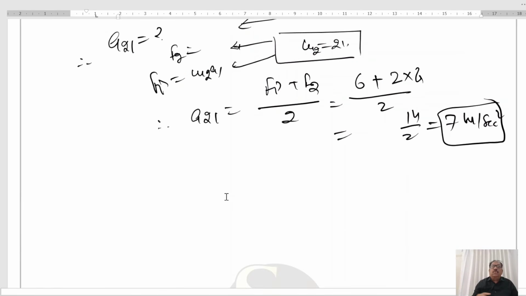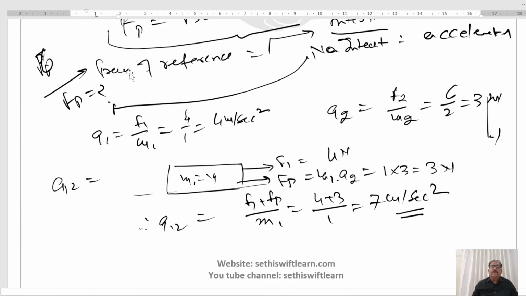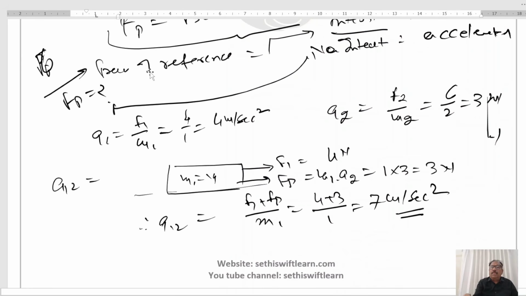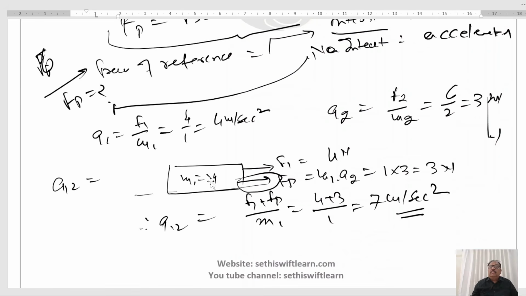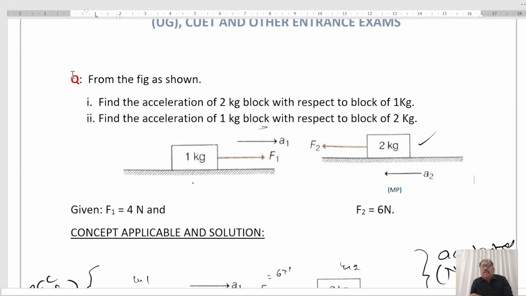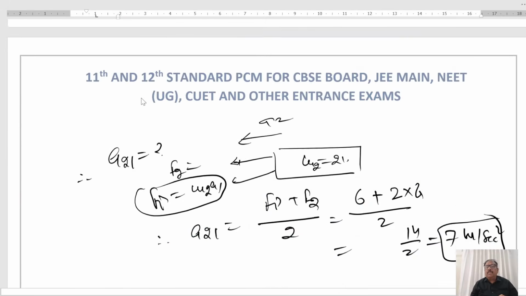Right? So the pseudo force in this case is this one. This was the observing point, the frame of reference. So the pseudo force will act on this in a direction opposite to this one. It will move in this direction. It is the mass of this body into the acceleration of this, right? Now, next question.